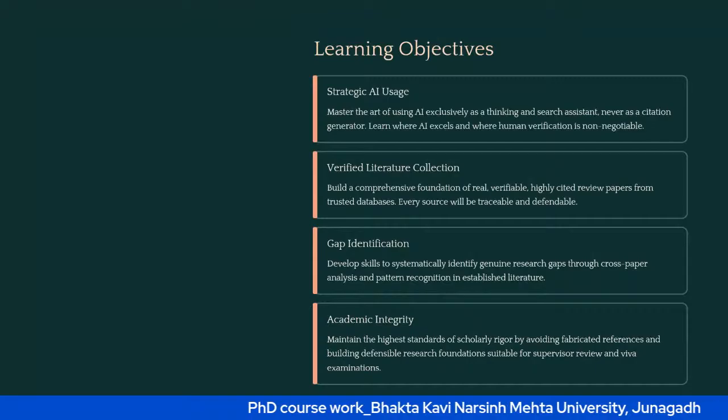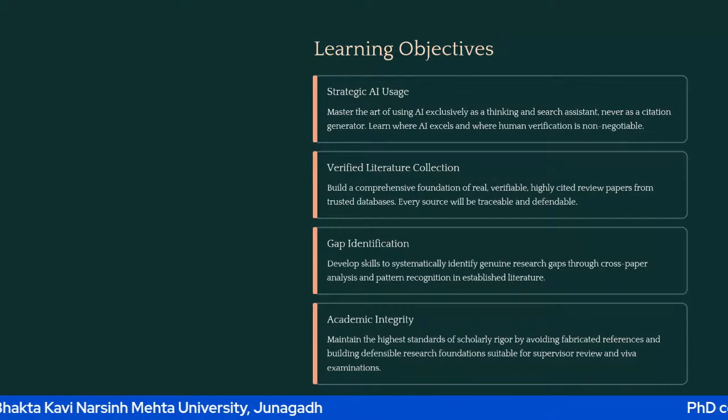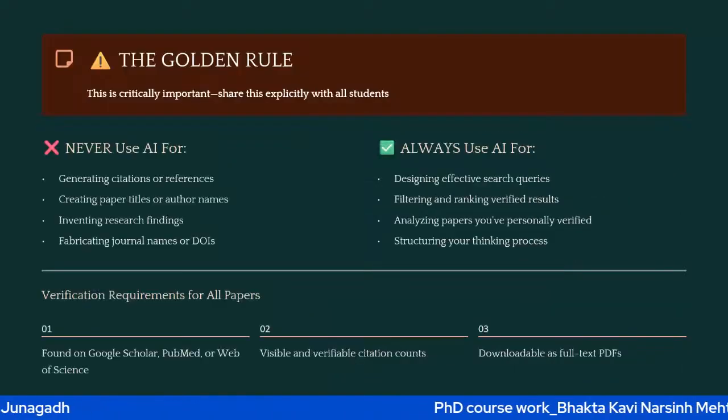So your learning objective is, we are using strategic AI in this. We want to verify the literature collection. You want to find out the gap, and after that you also have to maintain academic integrity, right?